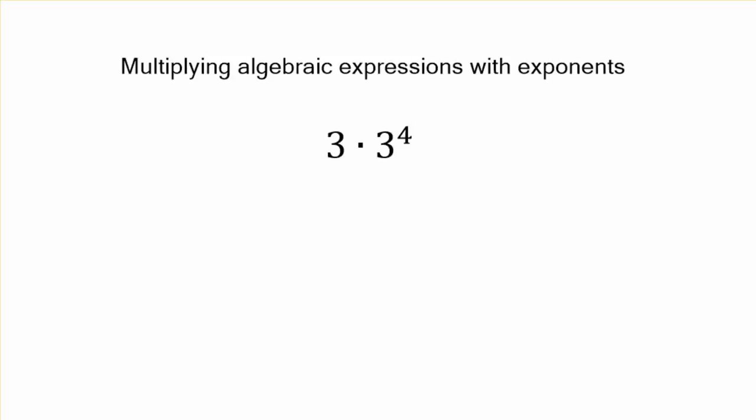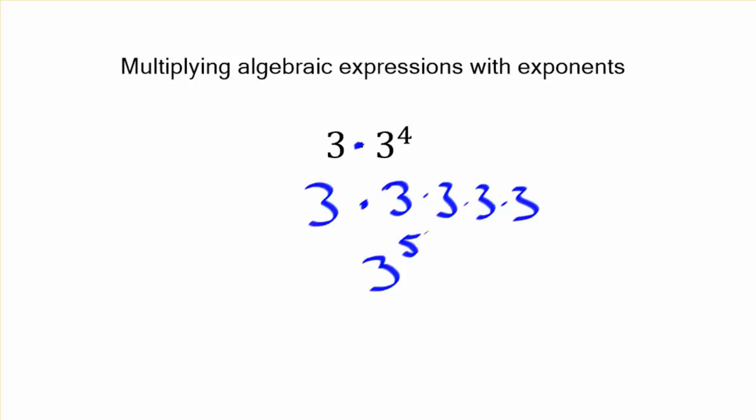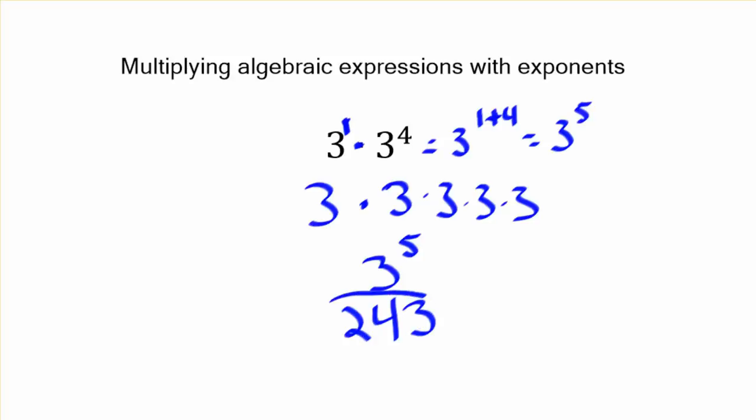Let's try another one. 3 times 3 to the 4th. That's 3 times 3 times 3 times 3 times 3. And altogether you have 5 of them, so it's 3 to the 5th. Again, another way of looking at this is you put a 1 for your exponent if there isn't one, and you add 1 plus 4, and you get 3 to the 5th power. Same answer, no big deal. And by the way, when you multiply all those 3's, 3 to the 5th power will give you 243.